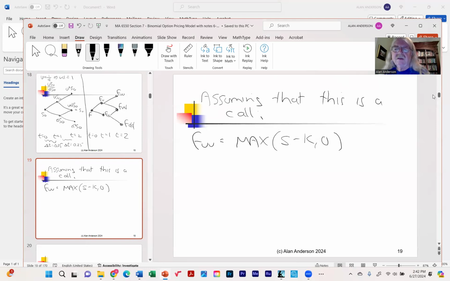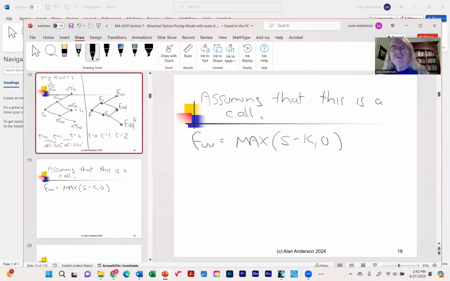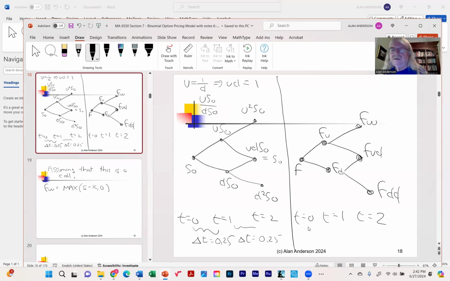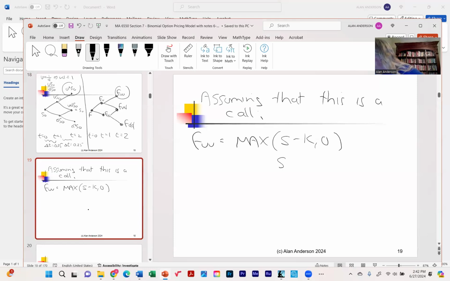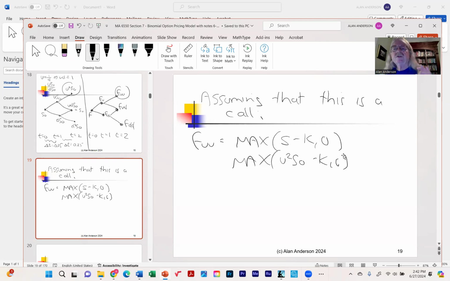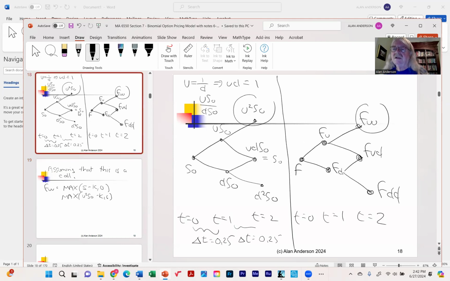But now here's the interesting part. That S refers to the value of the stock over here. These two are referring to the same case where the stock price has gone up twice. So I can replace this S with U squared S. Notice that it refers to a specific node on the stock price tree.